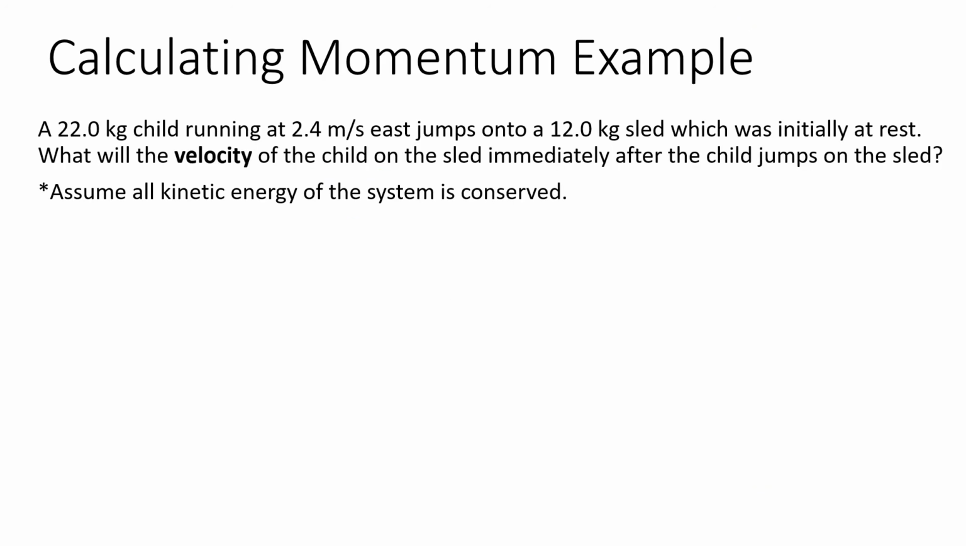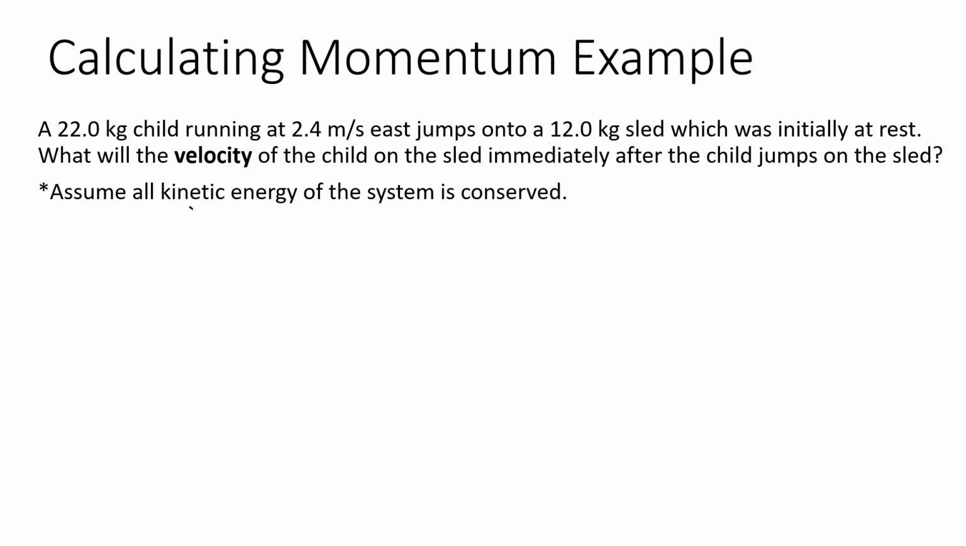All right, so our last calculating momentum example, and this is going to be like the one we just did with the medicine ball and the person on the skater. So I highly encourage you to pause this video right now and try and work it out on your own. So here we have a 22 kilogram child running at 2.4 meters per second east. They jump onto a 12 kilogram sled, which was initially at rest. What will the velocity of the child on the sled be immediately after the child jumps on the sled?